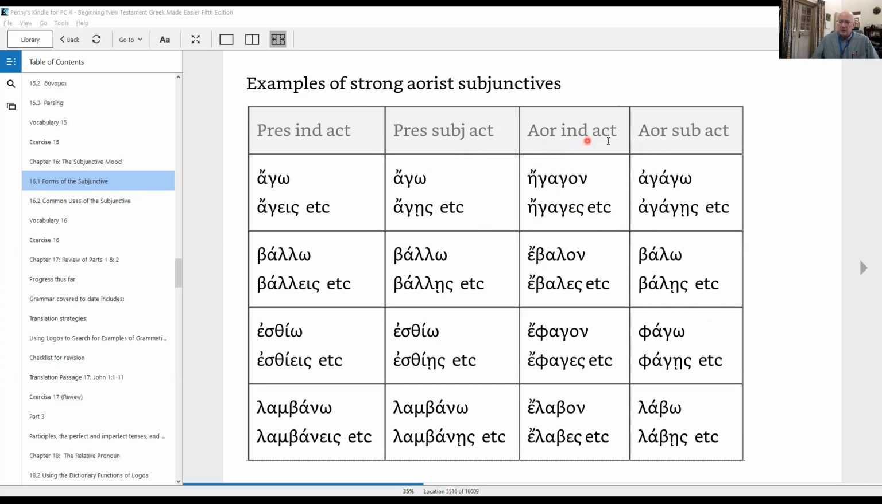Compare the aorist indicative active with the aorist subjunctive active. Notice again, the augment's dropped off with the subjunctive because outside of the indicative mode, we have no sure past tense. Now the context may show that it's past tense, but the verb form itself does not show past tense unless it has an augment.